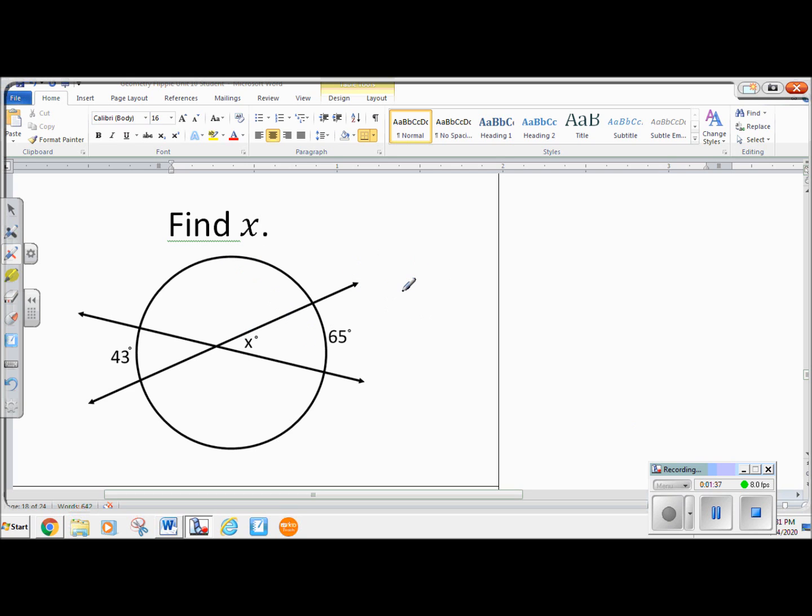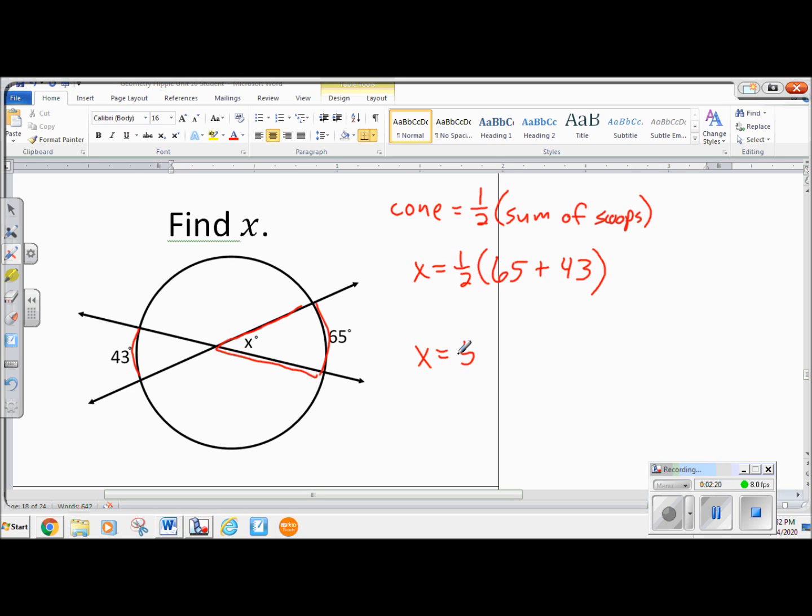Find x. Well, the formula says that the cone is equal to half of the sum of the scoops. The cone is x. The sum of the scoops, we have 65, and the vertical angle's scoop, which is 43. Work that out, and x is 54.